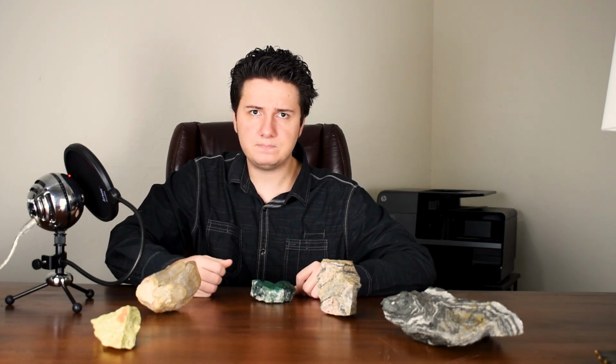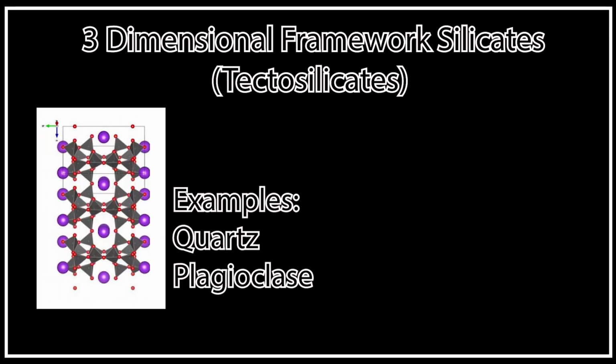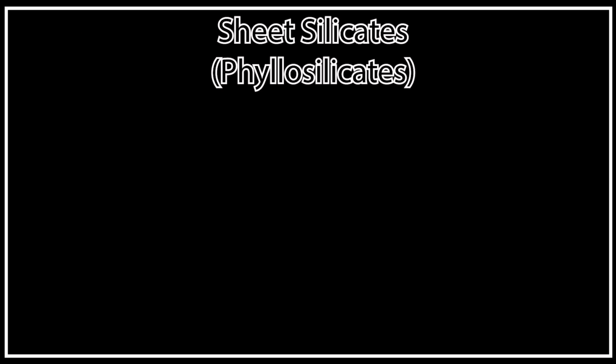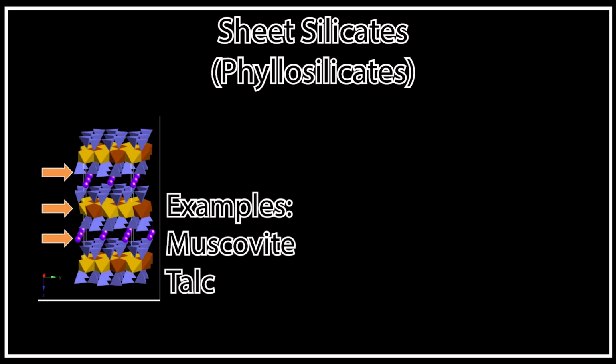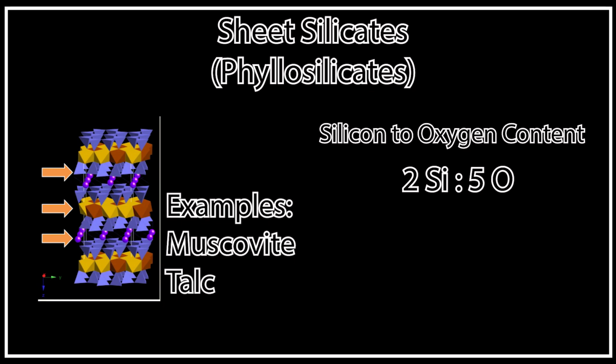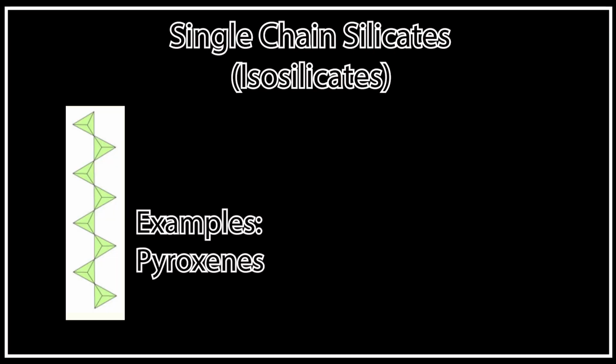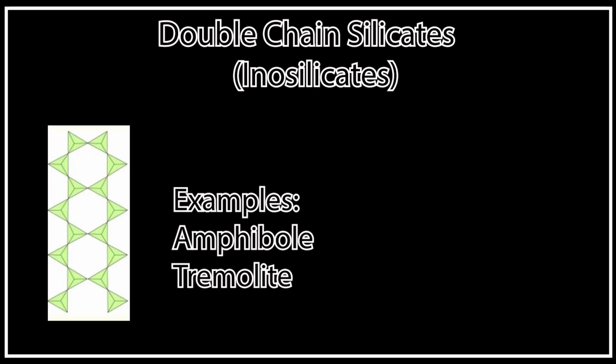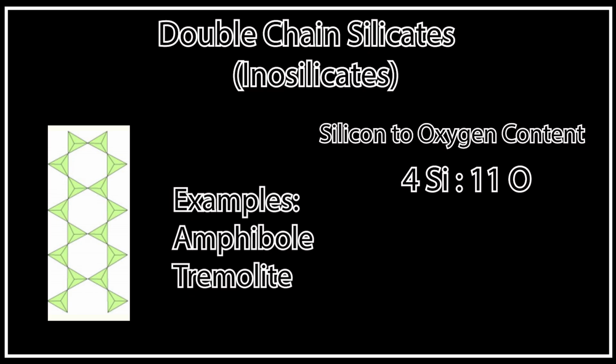The first kind of silicates are three-dimensional framework silicates, or tectosilicates. They have a silicon to oxygen ratio of 1 to 2. The next group is sheet silicates, or phyllosilicates. They have a silicon to oxygen ratio of 2 to 5. The next group is single chain silicates, or inosilicates. They have a silicon to oxygen ratio of 1 to 3. The next is double chain silicates, or inosilicates. They have a silicon to oxygen ratio of 4 to 11.